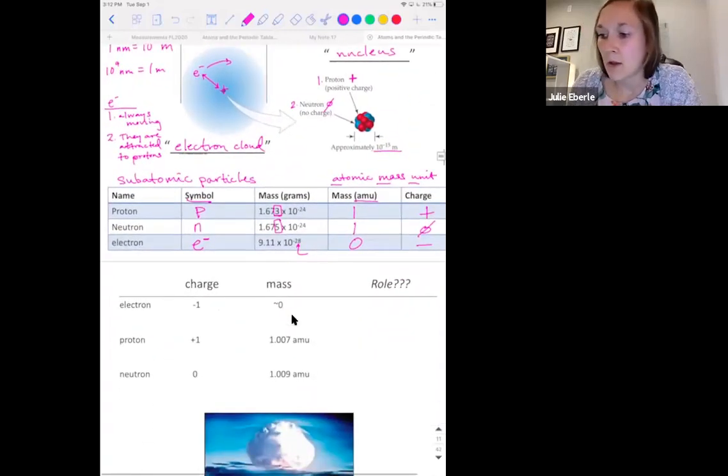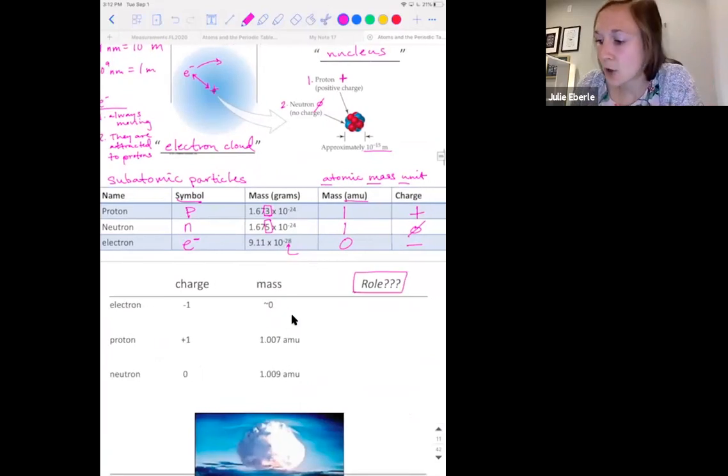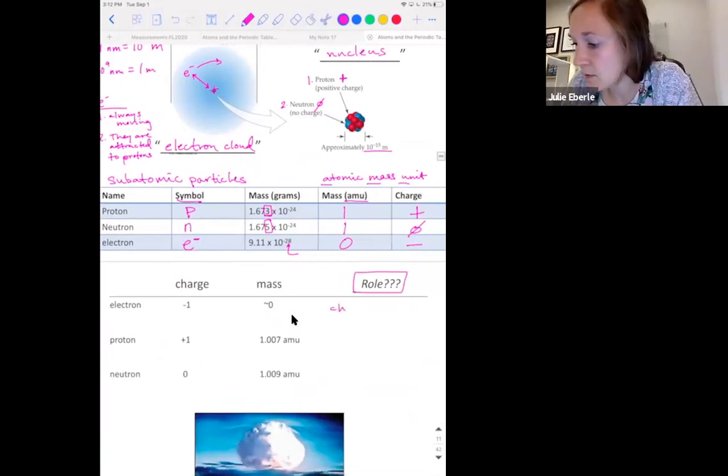So beyond knowing how protons, neutrons, and electrons are arranged in an atom, you need to know their charges and their mass in AMUs. You also need to know what role they play in the atom. Why are they important? So electrons, they're responsible for the chemistry.